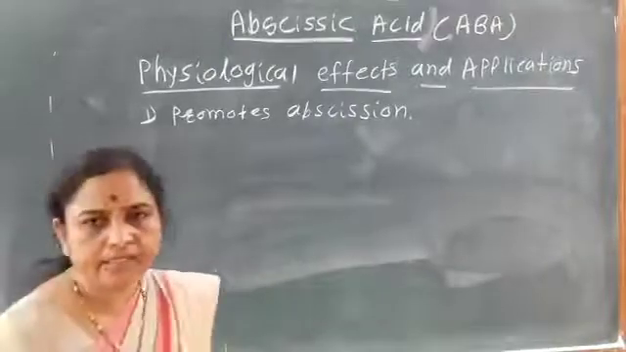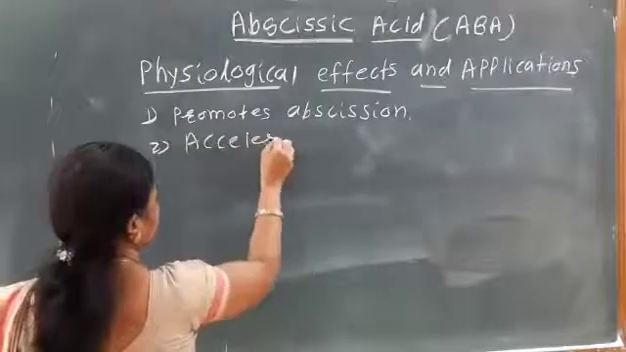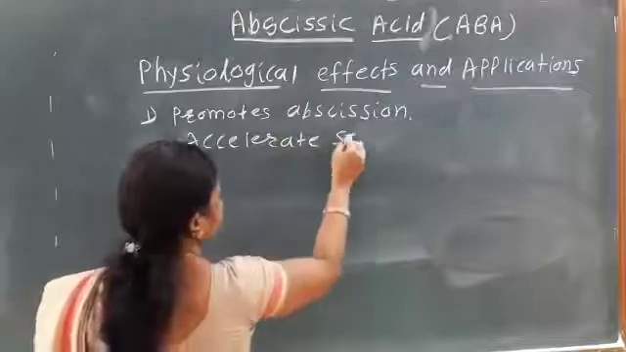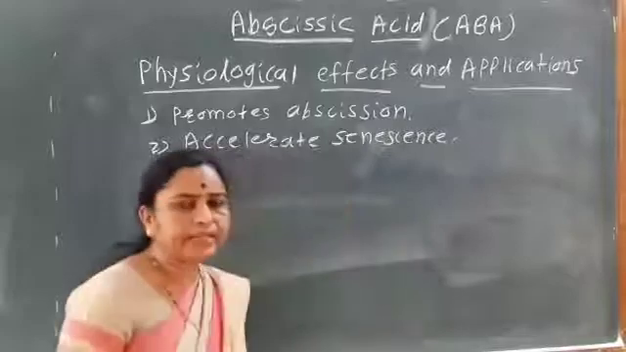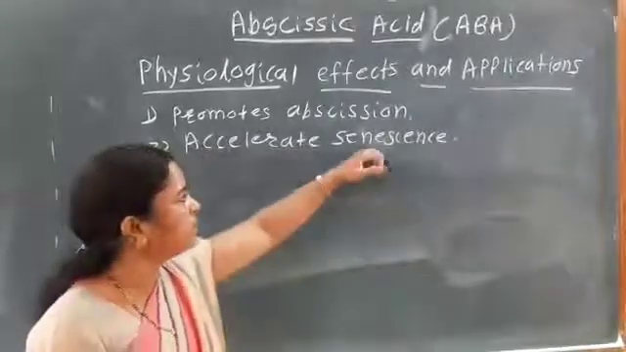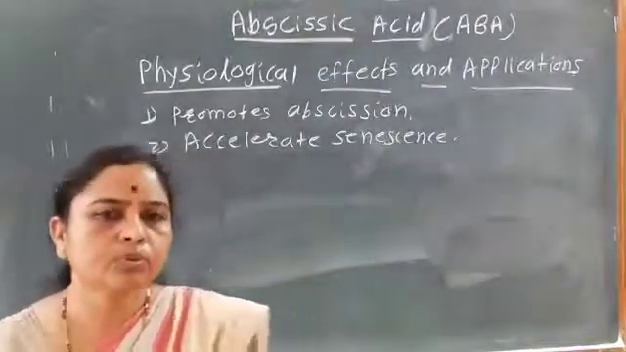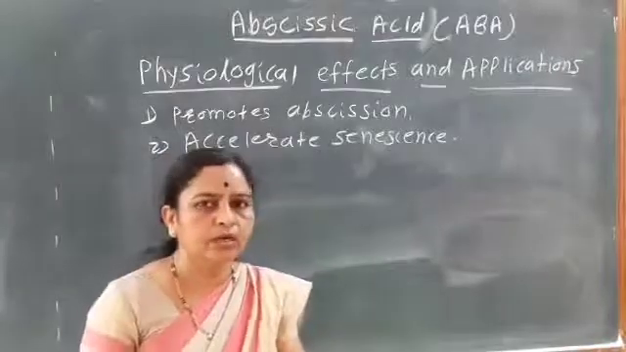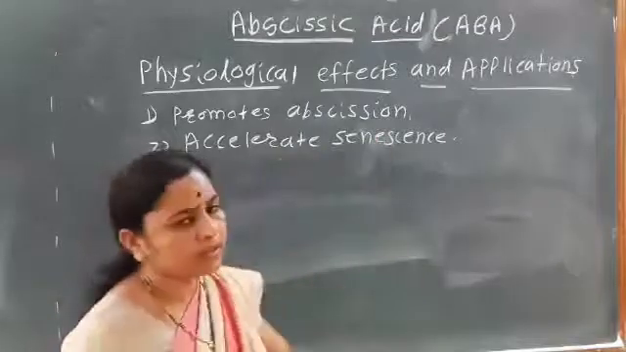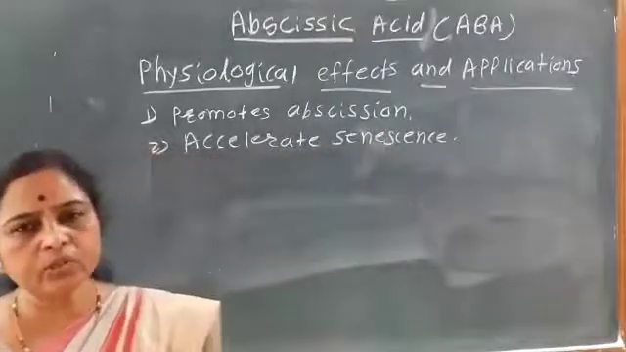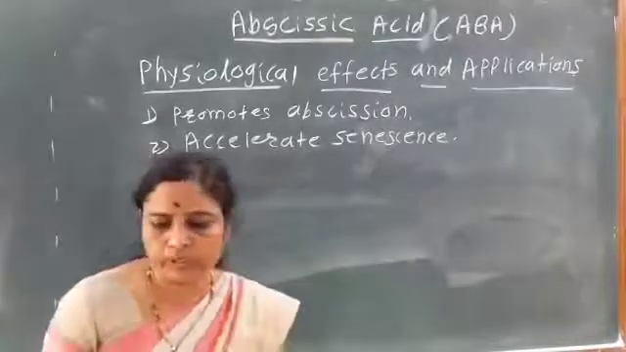Then it accelerates senescence. Second, it accelerates senescence. Senescence means aging, that is, fruits, flowers or leaves become mature, become adult. So generally it is helpful for leaves, fruits or flowers to become adult or mature.